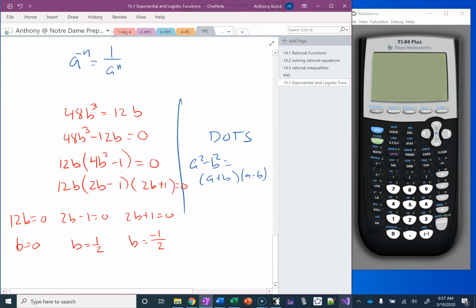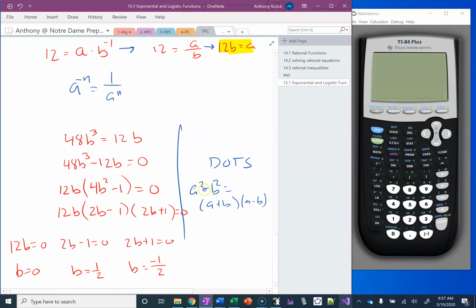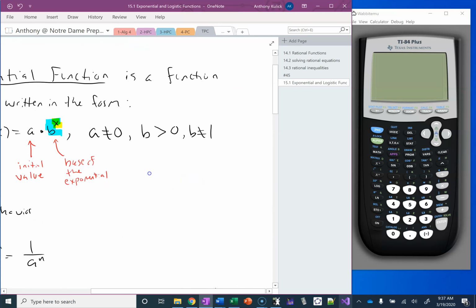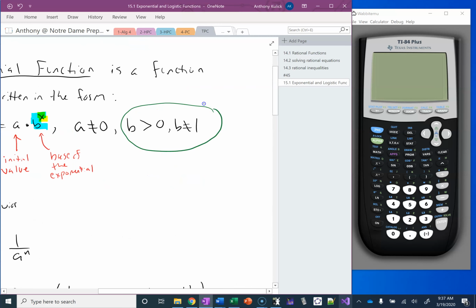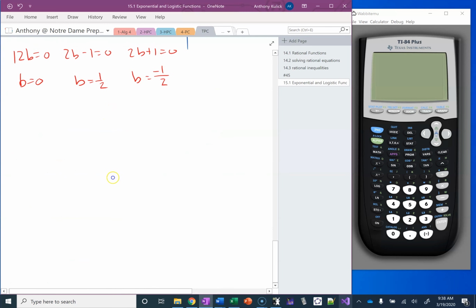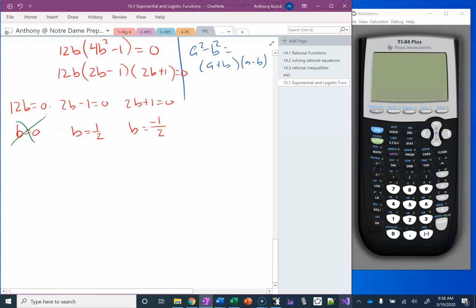But let me pause here for a moment. If we think back to the very beginning, when we defined what an exponential function looked like, we had these two criteria for b. The b had to be positive, that is greater than 0, and then it cannot equal 1. So let's go back and look at our results here. Well, 0 is not positive, and -1/2 isn't positive. So our only value of b that we can use here is 1/2.